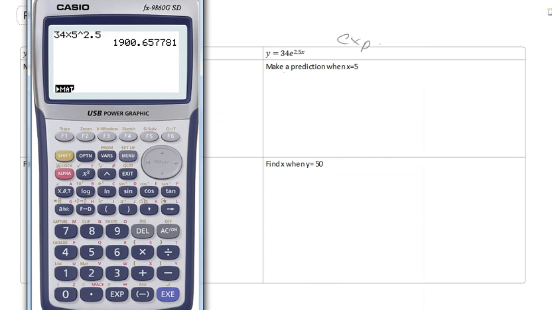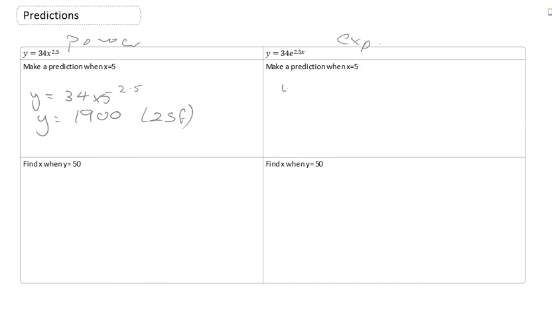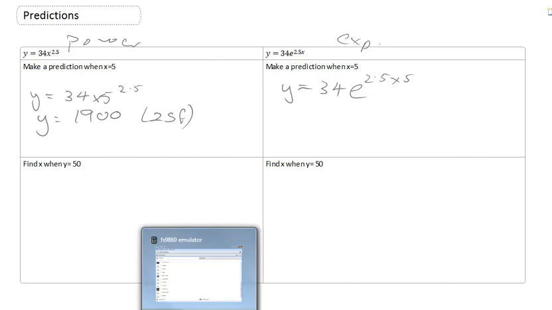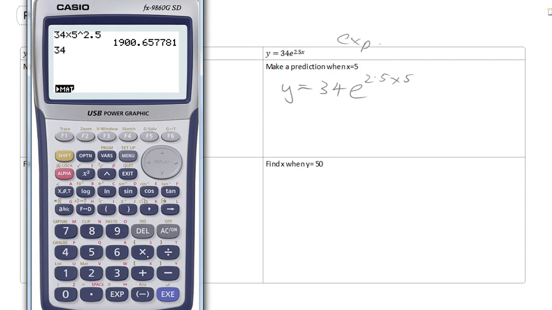So same rule, make a prediction when x is 5. So I've got y equals 34 e to the 2.5 times 5. So I'm going to call up my calculator. 34 times e. Now my calculator puts the little hat after the e. Not every version of the calculator does. So if your calculator doesn't, don't put a hat on there. But I am going to make sure I put the 2.5 times 5 in brackets, because otherwise it's going to apply it to the 2.5 and not the other 5 in that formula.